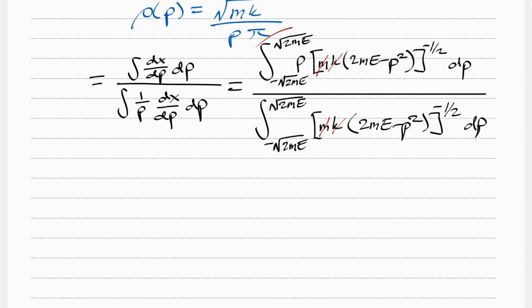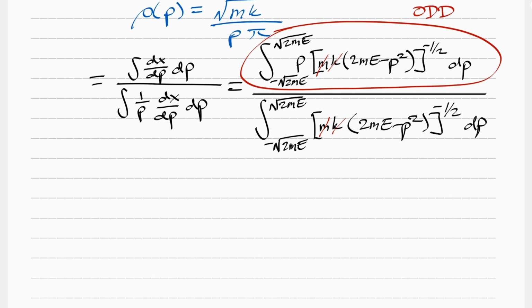So the negative portion cancels with the positive portion. And so again, what are we saying? We're saying that this is odd on the symmetric bounds, minus root 2me to positive root 2me. And so you just get 0 in the numerator. So this is 0 over some number, which is equal to 0. So the expectation value of p is equal to 0. We're not going to do any more work because we have made an argument that allows us to skip any more evaluation.